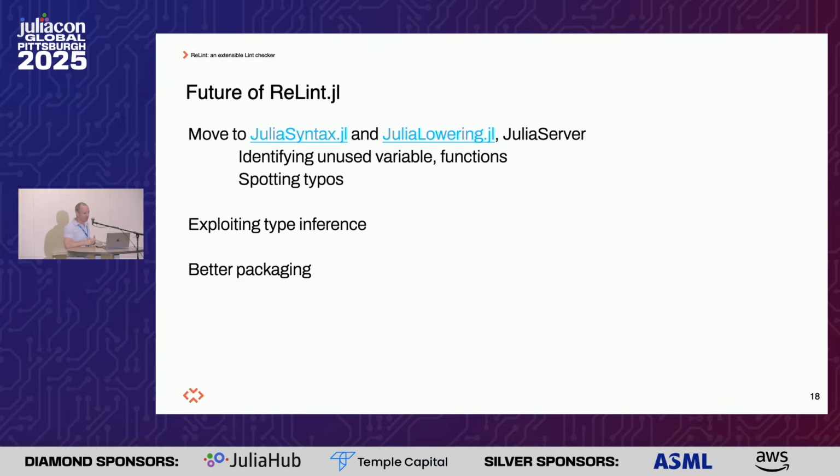Things that I'm dreaming about are having ReLint identify unused variables and unused functions. In the 700,000 lines of Julia code we have, there is probably dead code, and it would be great to spot it. Also spotting typos, which happens all the time, it would be nice to have the linter catch those. Exploring type inference is also something we would like to do. At some point we used JET, but we were a bit unhappy with it. Again, I would be happy to discuss that. That's why I think JuliaSyntax and Julia lowering give a very nice opportunity.